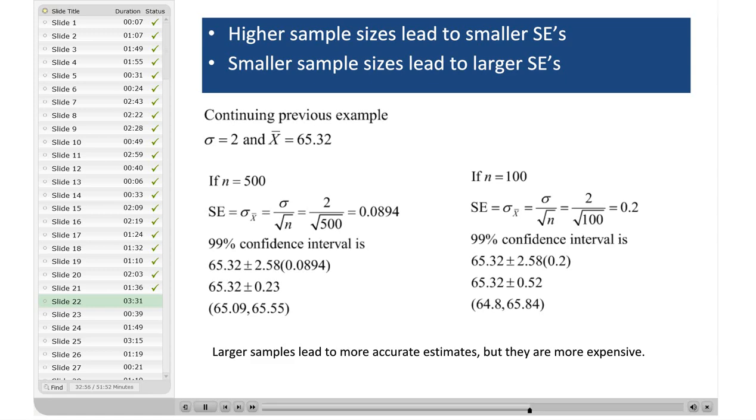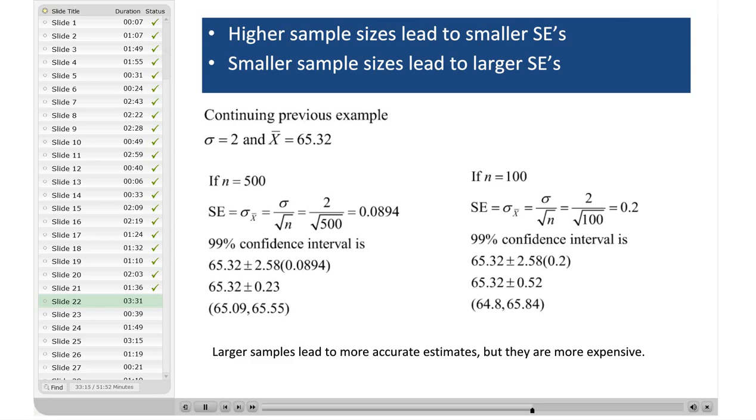And that's going to lead to a higher margin of error because if we take 0.2 times 2.58, we get 0.52, which again is bigger than the result we got on the left. Now look at what happens when we actually form a confidence interval. Well, we get a confidence interval from 64.8 to 65.84.